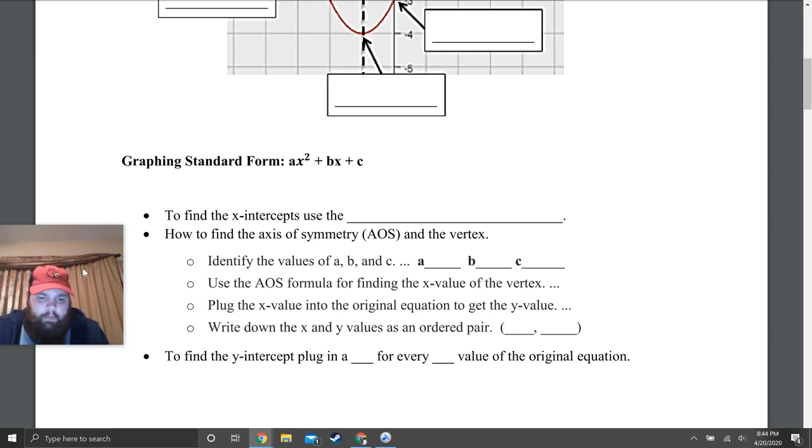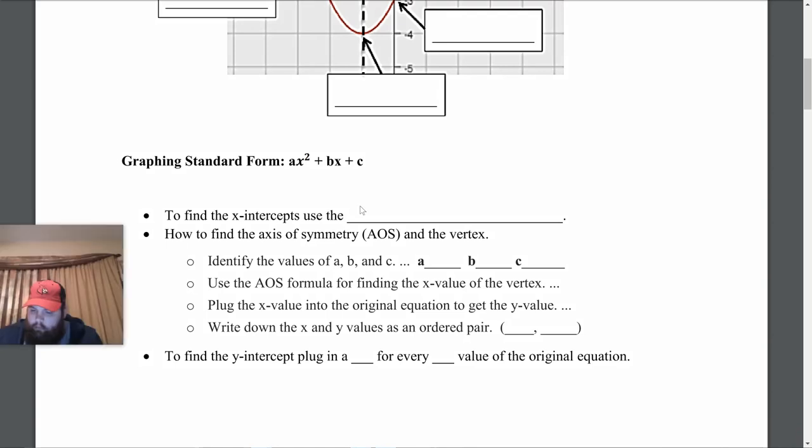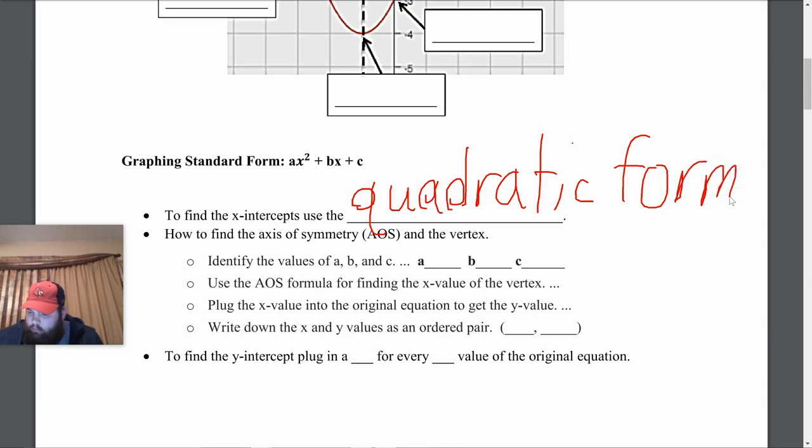So to find the x-intercepts, what if we don't have a graph to show us where our x-intercepts are? Well, we have to use something called the quadratic formula. I will put that on here in a second, but right here we can go ahead and put quadratic formula. I'd probably write it smaller than I did, but you get the idea.